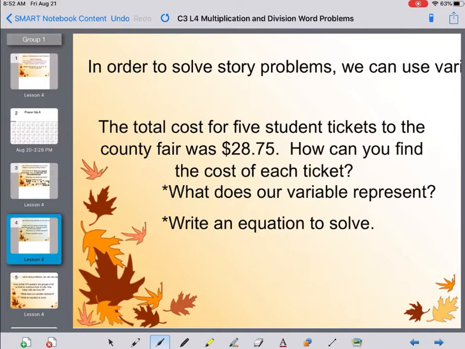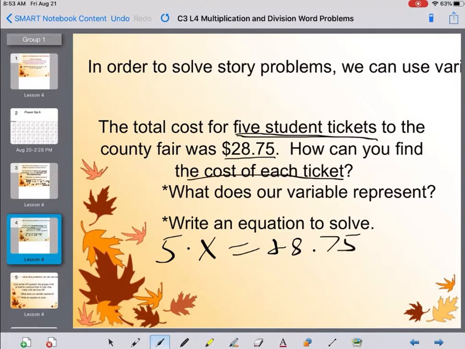Again, we're going to use variables to solve for the unknown. The total cost for 5 student tickets to the county fair was $28.75. How can you find the cost of each ticket? What does our variable represent? We have 5 tickets times an unknown cost equal to $28.75. We don't know the cost of each ticket, but we know 5 student tickets were purchased and the total cost was $28.75. We're solving for the unknown variable, the cost of each ticket. So here I see it's 5 times x.